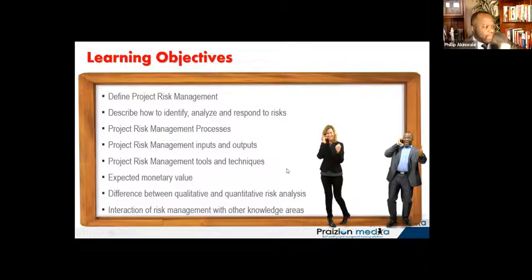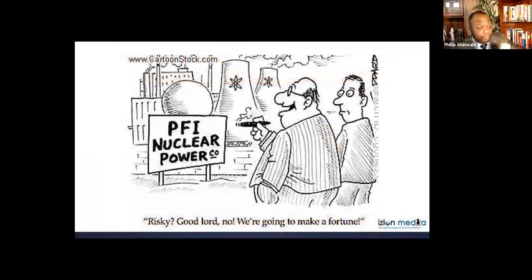So risk could have different perspectives, depending on what side of the lens you are. Risk interacts with many other knowledge areas. Someone may only see a cost risk, and then someone else may see, no, that's a schedule risk or scope risk. So risk has many different dimensions, and different people perceive risk in various ways. Like in this one, this guy is seeing the positive risk, nuclear power company, the big money. The other guy says it's a risk because he's thinking about the safety concerns.